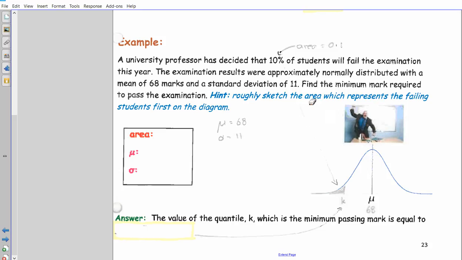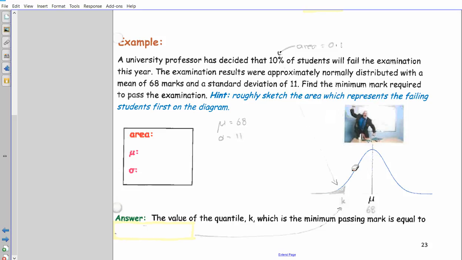So it's always a really good idea to do these sketches, even if they won't give you these hints in the exam. Roughly sketch the area which represents the failing students. So do your normal distribution, mark in your mean, 68. So 10% of students are going to fail. So this shaded area is representing the students that will fail. So what they want to know is what's the minimum pass mark, what's the lowest pass mark.